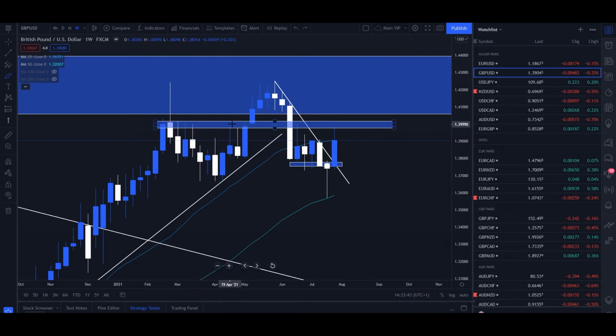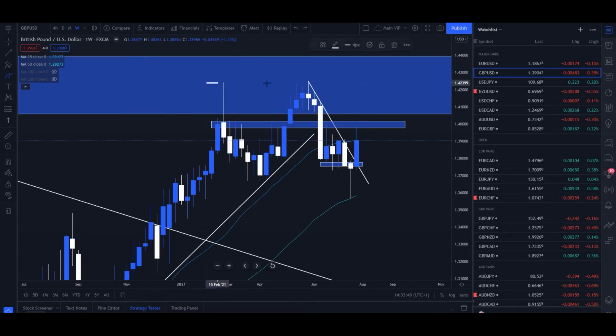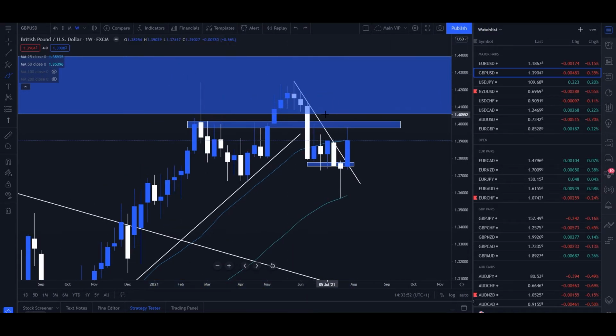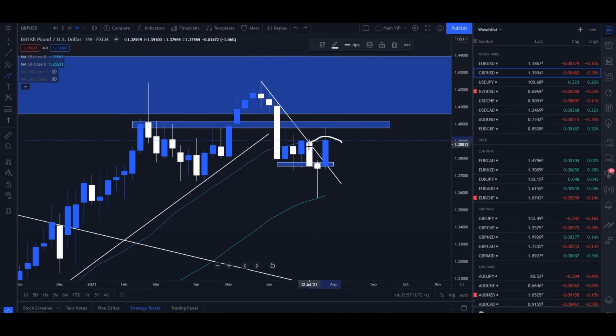Look at these wicks, 3 wicks here, 2 wicks here, 1 here, 1 here, right? Area of resistance, very strong. And then we have this area top that could be reached as well. It's definitely attempting to do something about it. However, I'm not too sure.